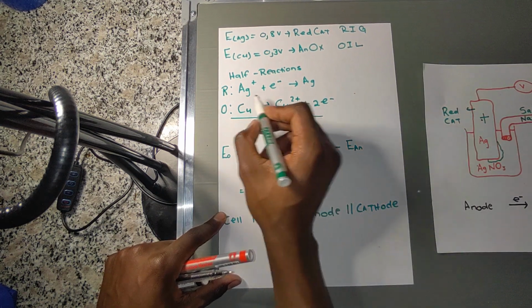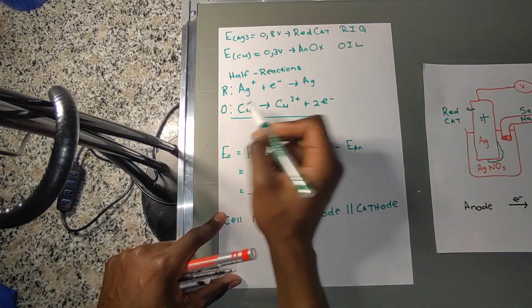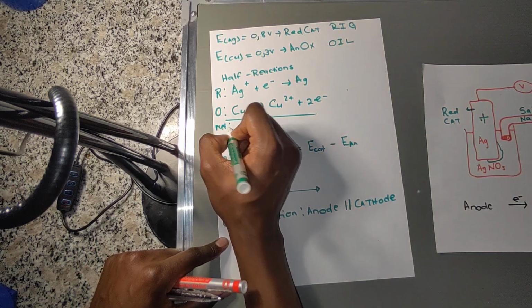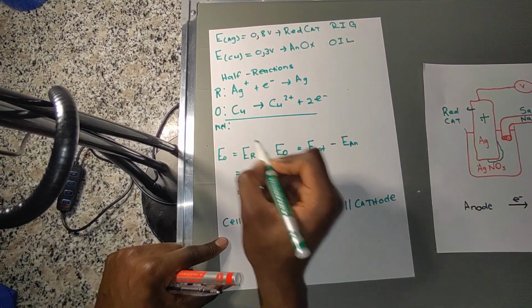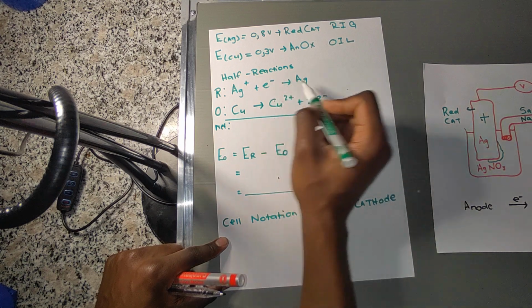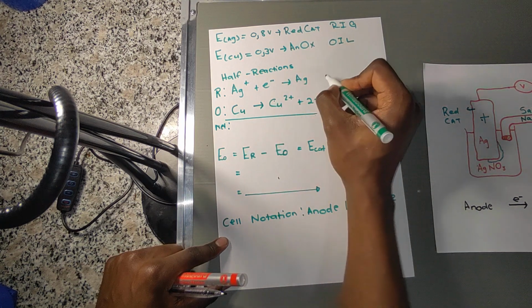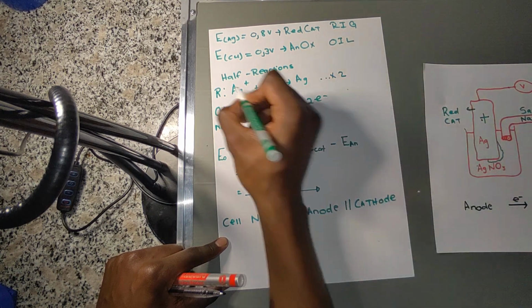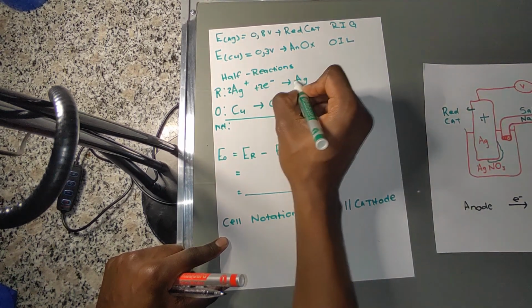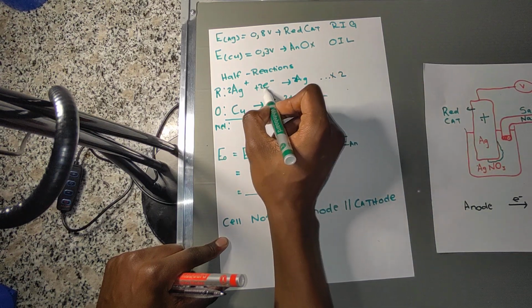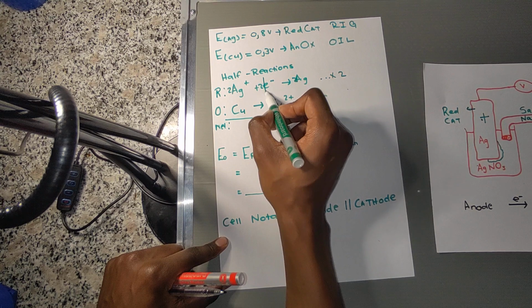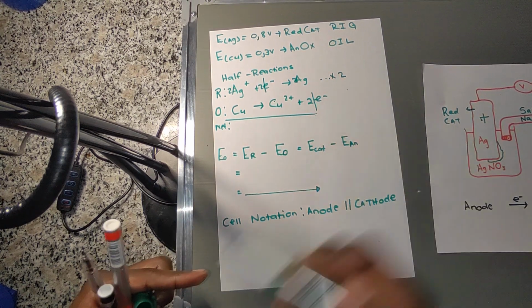So we have written our reduction and oxidation half reactions. Let us write down the net. So what will the net be equal to here? Remember, we should ensure that our electrons are balanced. So to balance these electrons, I multiply this reaction by 2. So I now have 2, 2, 2. The electrons are now balanced. They are equal: 2 electrons, 2 electrons. And once this is the case, the electrons will always cancel out.